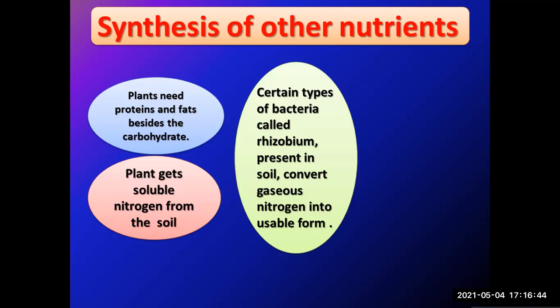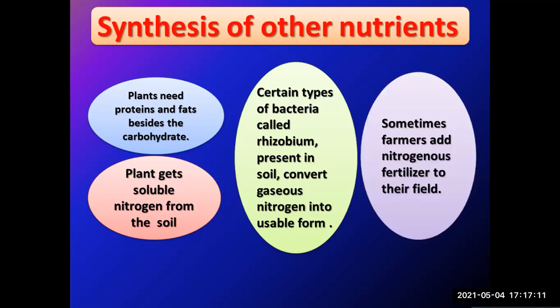The decomposition of dead bodies of plants and animals also happens, and the nitrogen present in their body gets converted into soluble form with the help of fungus and bacteria. So there are organisms which help in converting the organic substances into nitrogenous compounds, which can be easily taken in by the plants through the root. Sometimes farmers add nitrogenous fertilizers to their field. So this is how plants take the nutrients, the minerals, and convert them into fats and proteins, which are needed for building up their body as well.